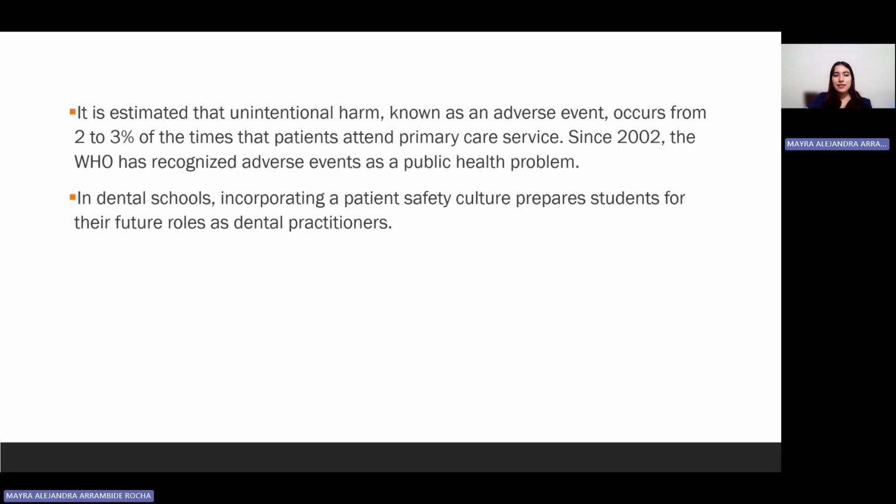It's estimated that unintentional harm, known as an adverse event, occurs from 2 to 3% of the times that patients attend primary care service. Since 2012, the WHO has recognized adverse events as a public health problem. In dental schools, incorporating a patient safety culture prepares students for their future roles as dental practitioners.